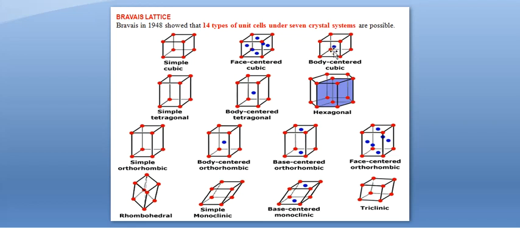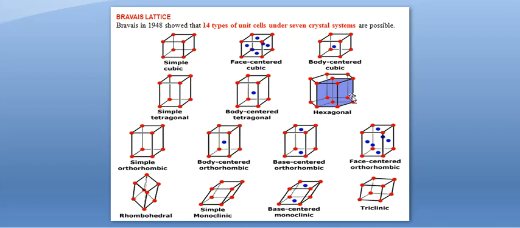That atom is called the body centered atom. At the 8 corners there are 8 atoms available. Next, simple tetragonal and body centered tetragonal. There are 2 Bravais lattices for tetragonal: simple tetragonal and body centered tetragonal.